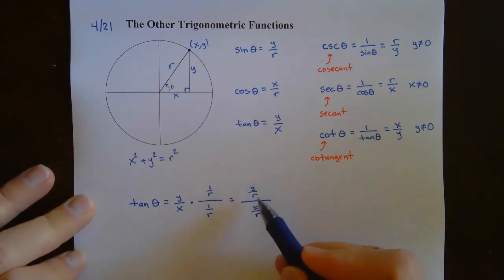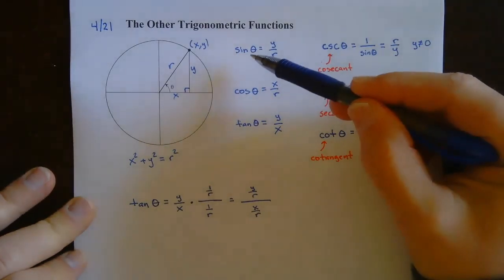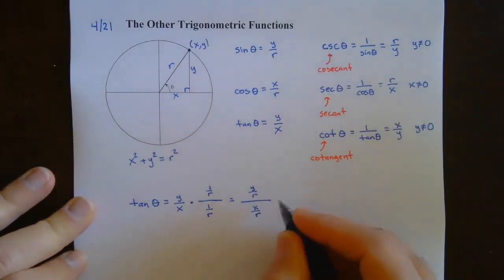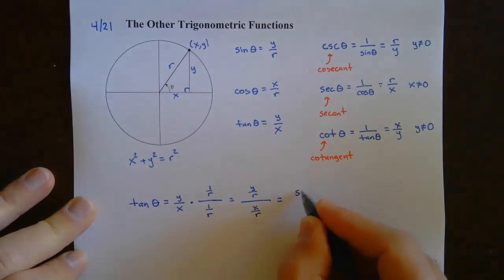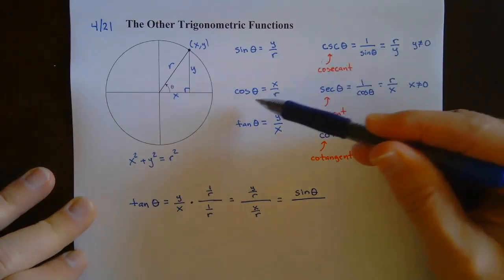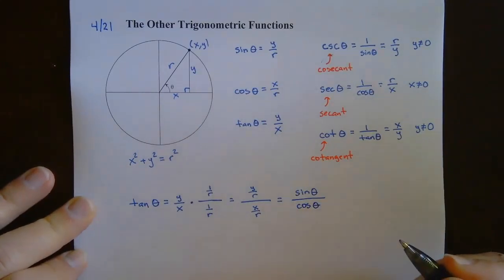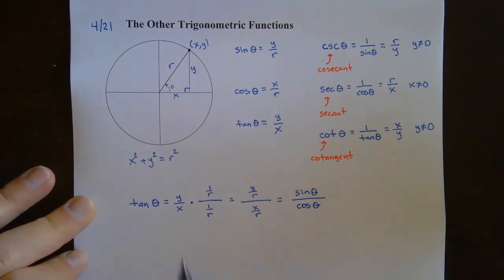And what do we know about y over r? Well, up here, y over r is simply sine theta. So that means this numerator becomes sine theta over, and this x over r, well, heck, that's just cosine theta. So we have cosine theta. Now, what does this mean? All these equals, this is equal to this, which is equal to this. That means that tan theta must equal sine theta over cosine theta, okay?